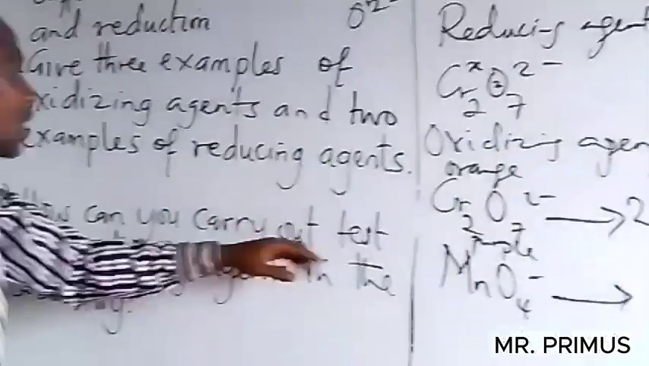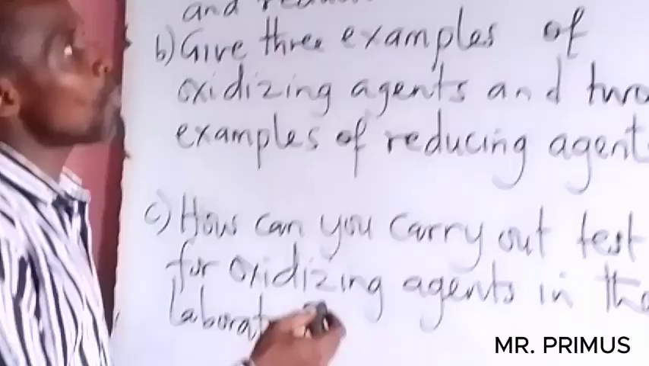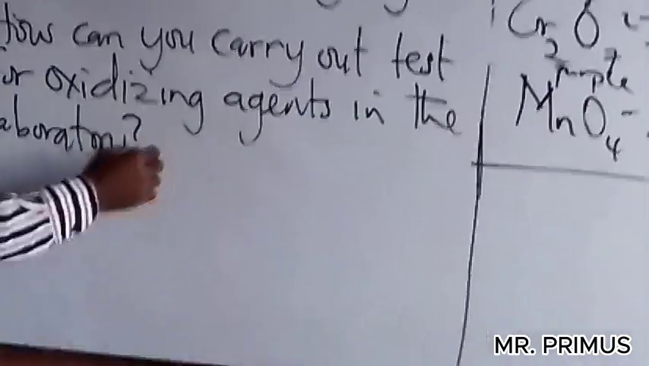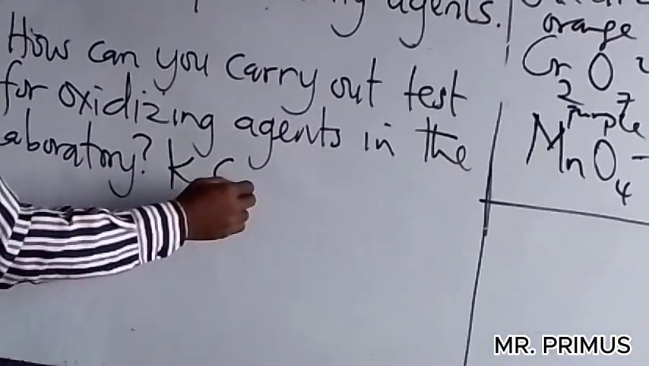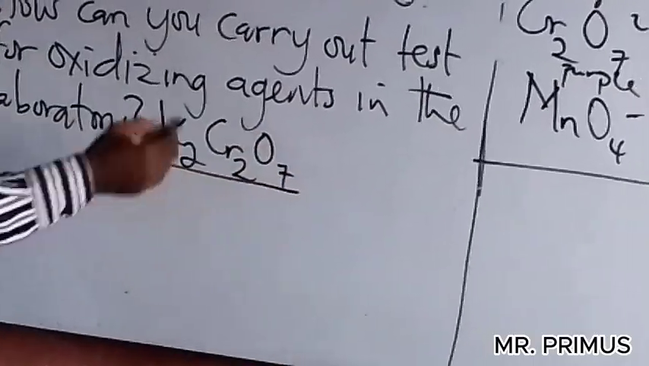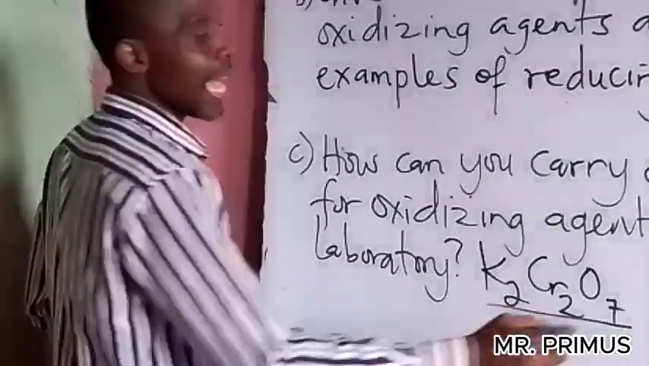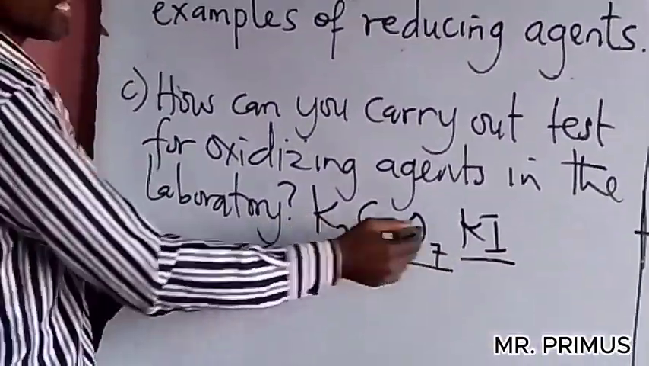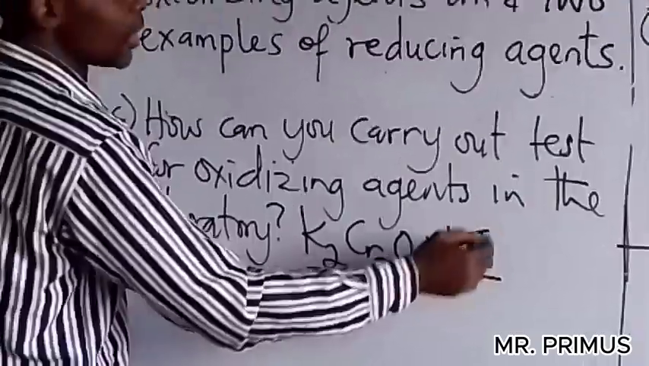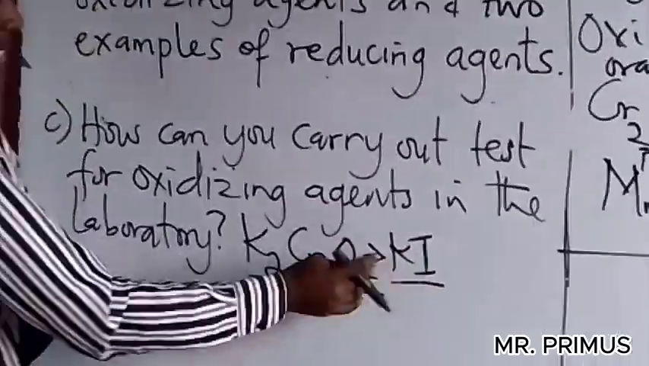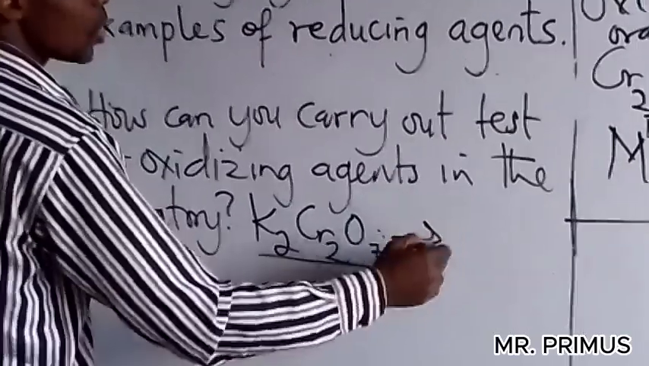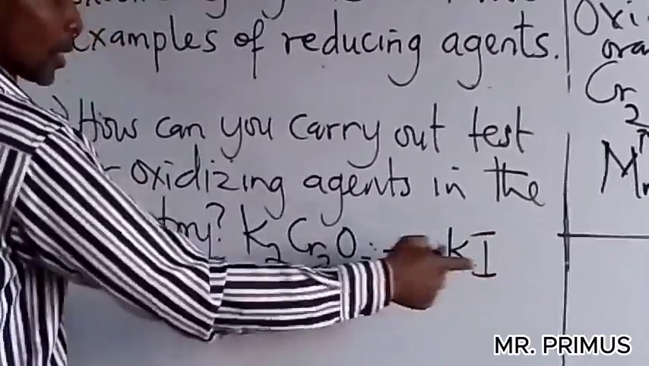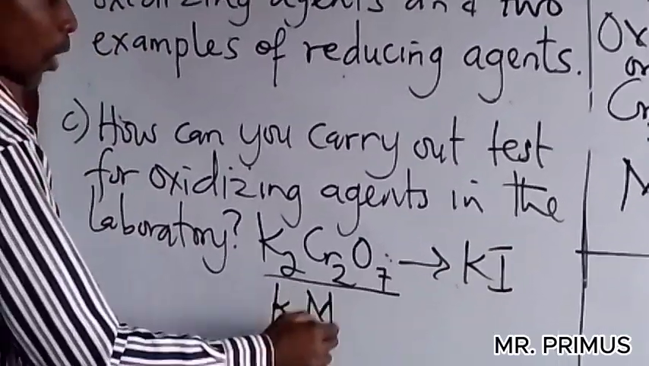And so how can you carry out tests for oxidizing agents? Let's conclude this very vividly. If you want to carry out tests on an oxidizing agent like K2Cr2O7, if you use potassium iodide, this oxidizing agent will liberate iodine from potassium iodide. The same thing with KMnO4.